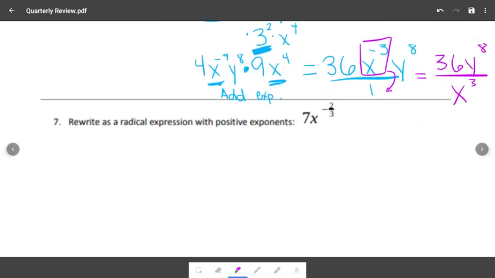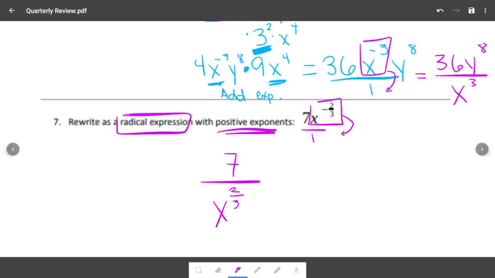Question 7, rewrite as a radical expression with positive exponents. So again, this x is by itself with the negative exponent. The 7 is not part of it. The whole thing is technically over 1. So the x is going to the bottom. The 7 stays on top.